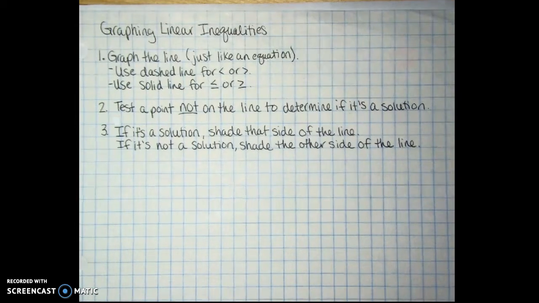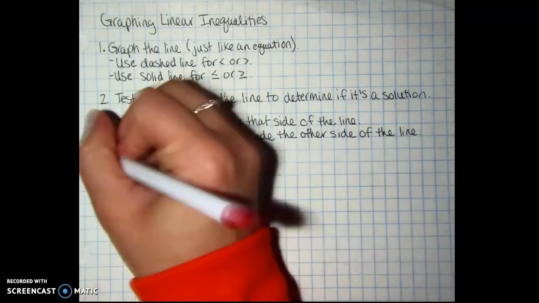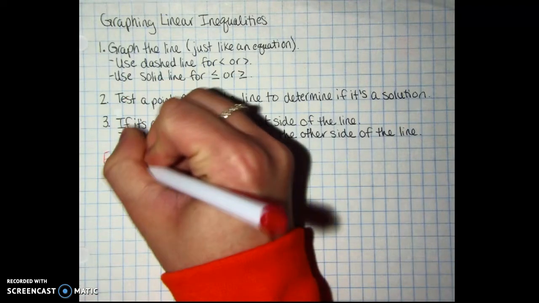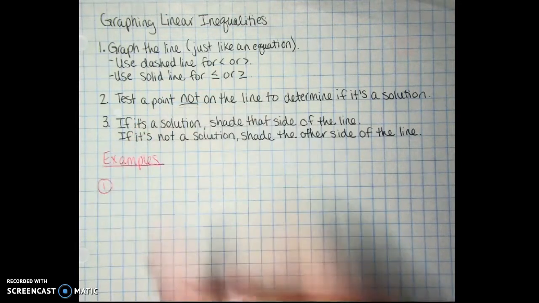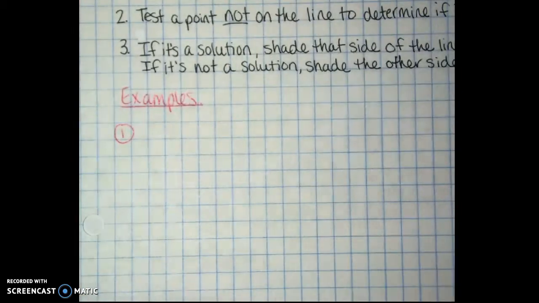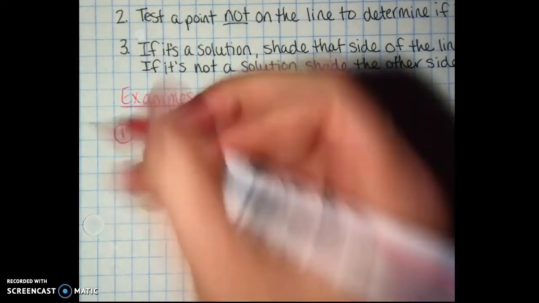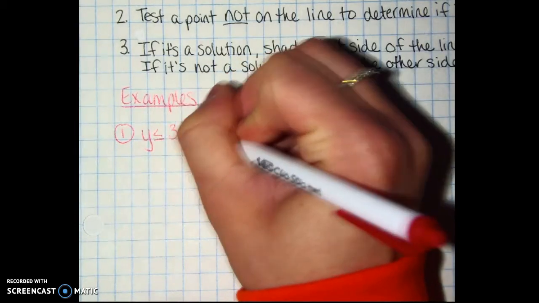Okay, so pause it if you haven't gotten all of that written down, and we'll go ahead and do a couple examples, or 4 examples rather. Okay, so here are some examples. Number 1 is y is less than or equal to 3x minus 1.